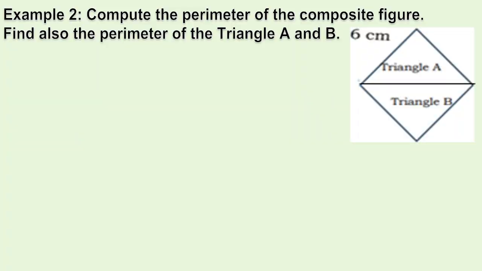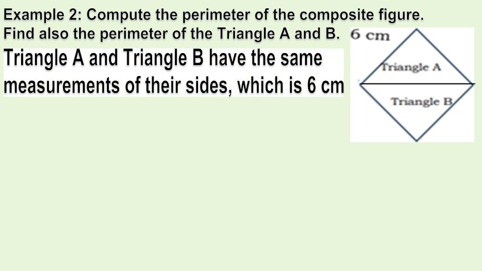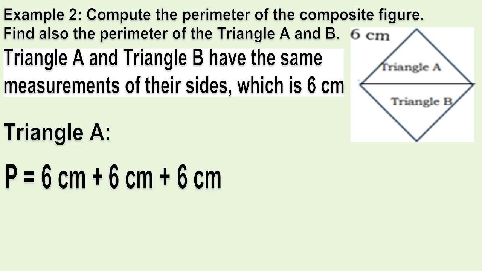Example 2. Compute the perimeter of the composite figure. Find also the perimeter of the triangle A and B. Triangle A and triangle B have the same measurements of their sides, which is 6 centimeters. Triangle A, perimeter equals 6 centimeters plus 6 centimeters plus 6 centimeters. So 6 plus 6 plus 6 equals 18.